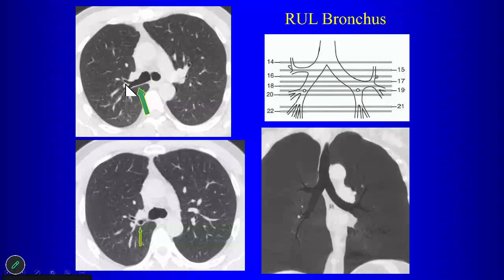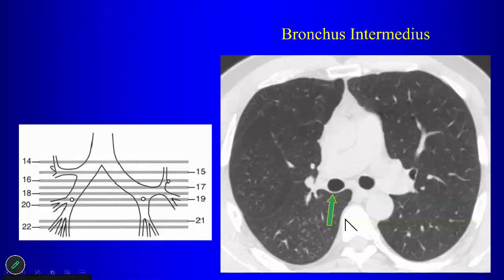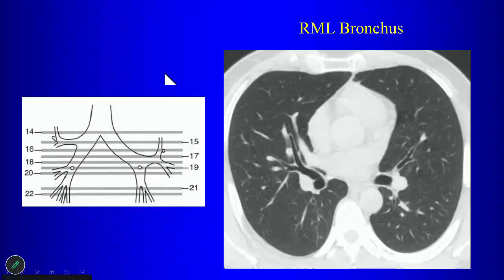So here's the right upper lobe bronchus. That's the anterior segment. That's the posterior segment. We go a little bit above that. Here's the apical segment that we're cutting in cross section because it goes straight up. So here's the right upper lobe bronchus. There's the apical segmental bronchus. Then when you cut right through here, you'll see the anterior and the posterior segmental bronchi to the right upper lobe. When we get below that, we get to the bronchus intermedius. And then below that level, we get to the right middle lobe bronchus.